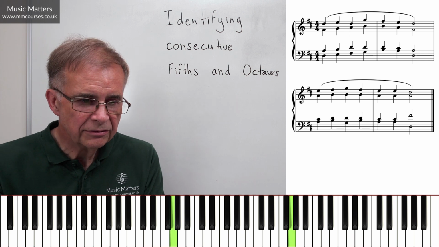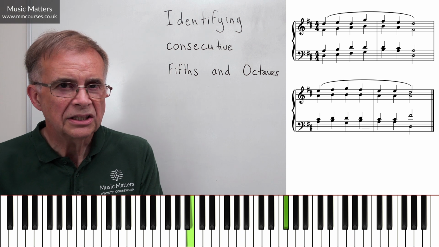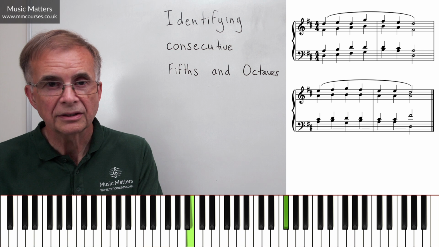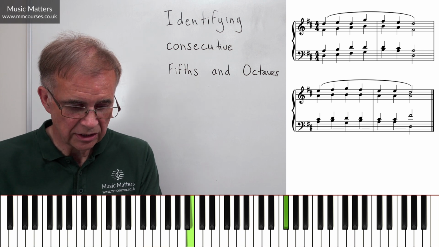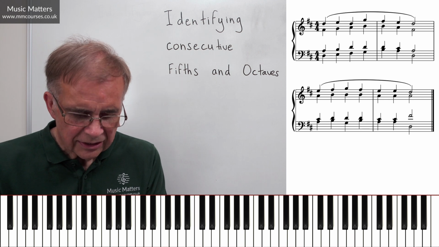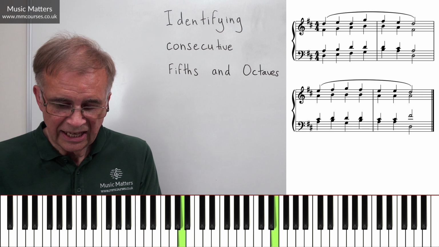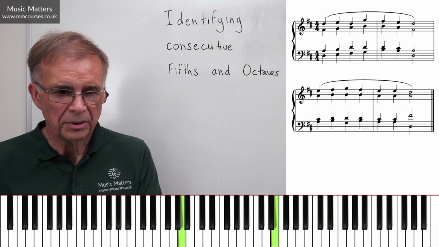Oh, here's an octave. Oh, but it's okay because it's not followed by an octave. Oh, it is followed by a fifth. So it's okay to have an octave followed by a fifth, as long as you haven't got two fifths next to each other or two octaves next to each other. So end of bar 3, there's a perfect fifth. Ooh, going into bar 4, there's another perfect fifth. So consecutive fifths going across the bar line.